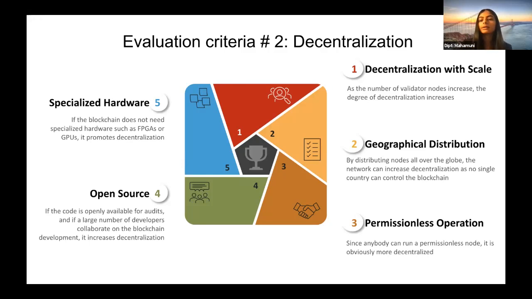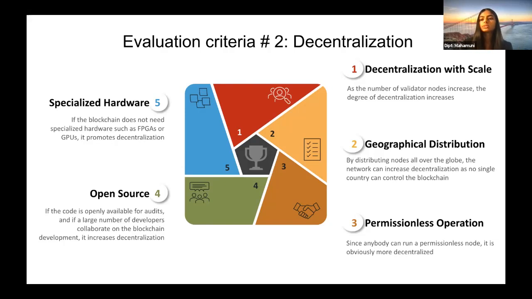First of all, we have decentralization with scale. The scalability of the nodes that run the ledger is really important to the network because as the number of nodes on the network increases, the trustworthiness of the network grows as well. Also, as you increase the number of nodes, the degree of decentralization increases as well. Secondly, we have geographical distribution.